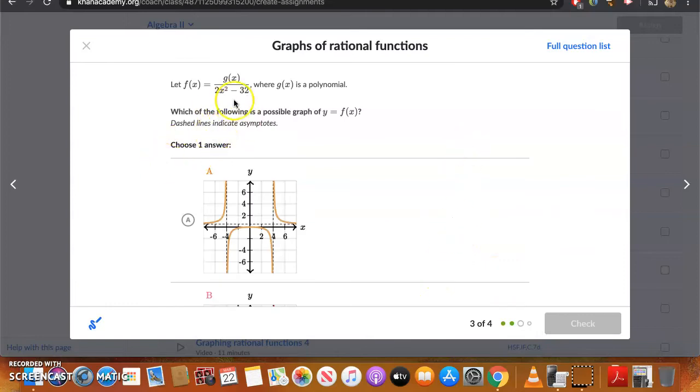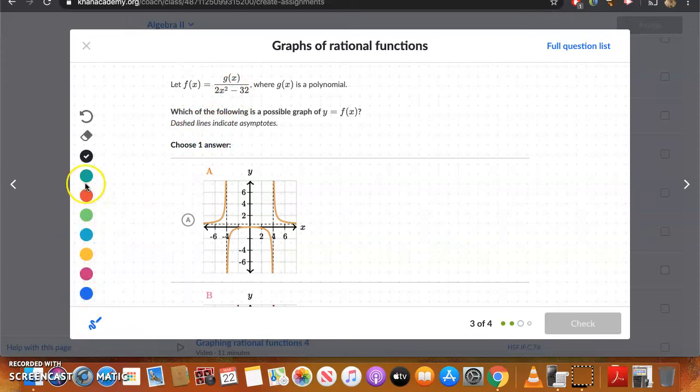This function is defined for the denominator, but not the numerator. So again, according to our analysis, let me pick a different color this time. According to our analysis, again, work with what we know, not what we don't. So f of x is equal to g of x over, and now let's factor the bottom.